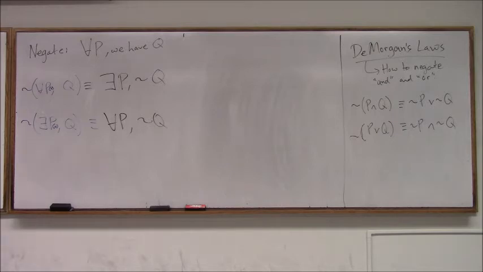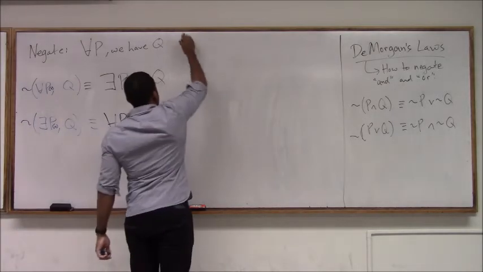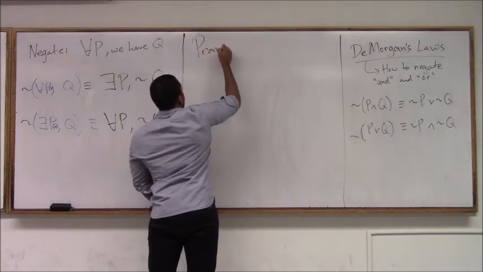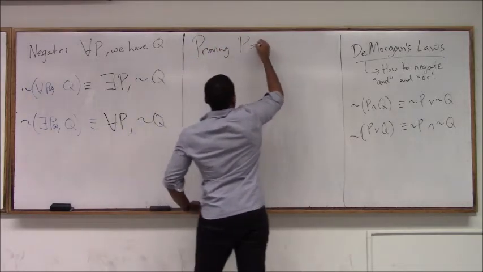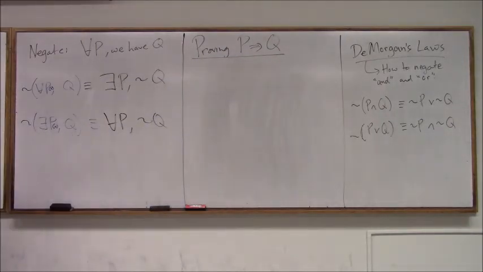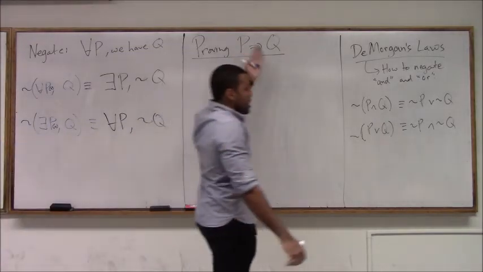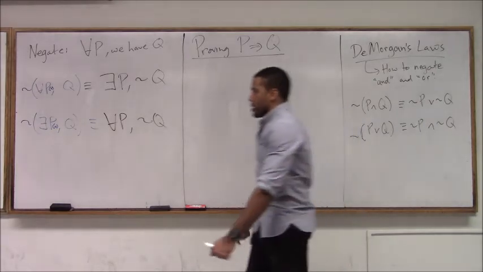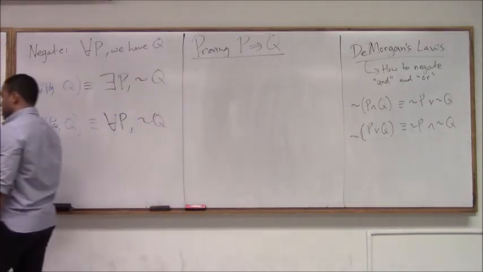Okay, let's talk about some proof techniques. Proving P implies Q. Right? That, as I said, is a very important kind of mathematical statement. There are many mathematical statements that can be written in that form, or you can rewrite them to look like that form. So being able to prove such a sentence will be important.